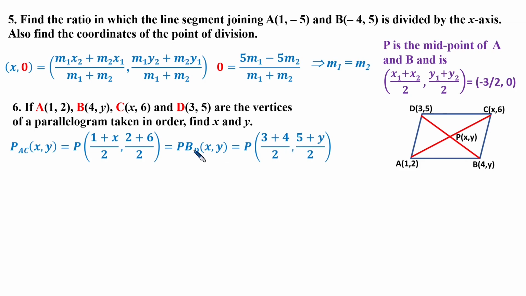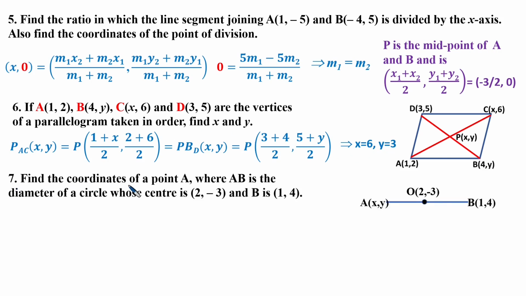Now I can equate x, this quantity, since these two points P and P are the same. The midpoint of AC and BD is the same, so this is equal to this. So I can find x by equating this. And similarly, y also I can find here: 2 plus 6 is equal to. So I can find y also. If you equate it, you will get x is equal to 6 and y equal to 6.